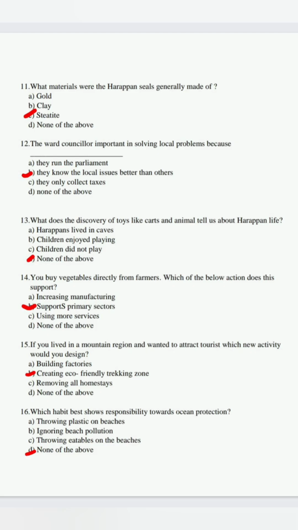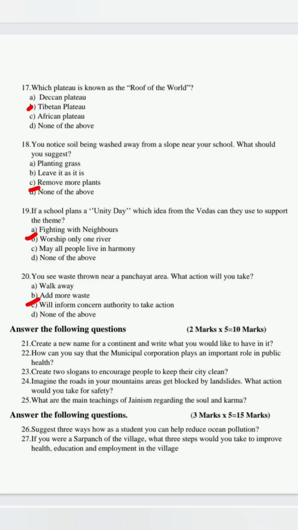Question number 16. Which habit shows responsibility towards ocean protecting? Options are A. Throwing plastic on beaches. B. Ignoring beach pollution. C. Throwing eatables on the beaches. D. None of the above. And the correct option among these is option D. None of the above.